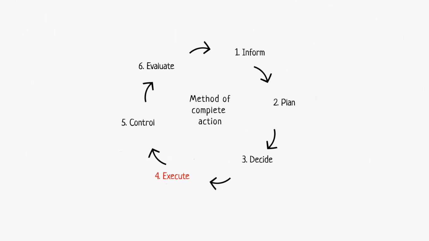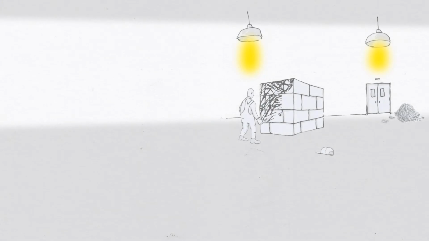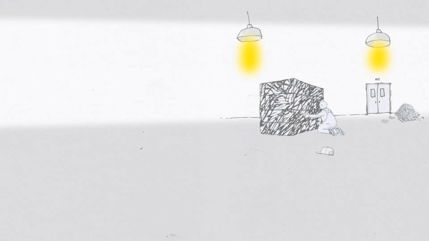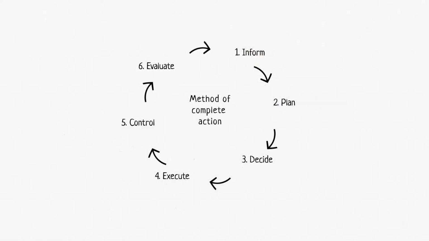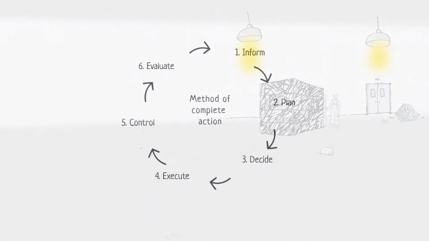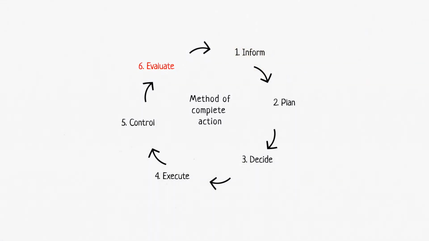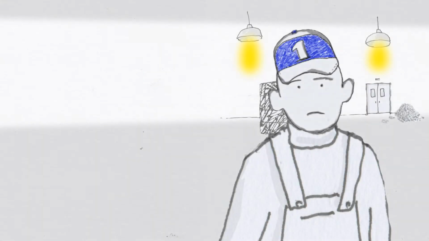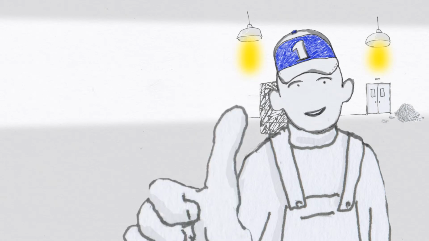The fourth step is called execute. The trainees carry out the task independently. After completion of the work, the fifth step is where the trainees check their work and identify possible shortcomings. In the sixth step, they evaluate the result. The trainees assess their work and evaluate the quality of its execution.